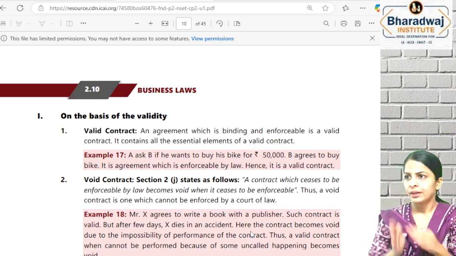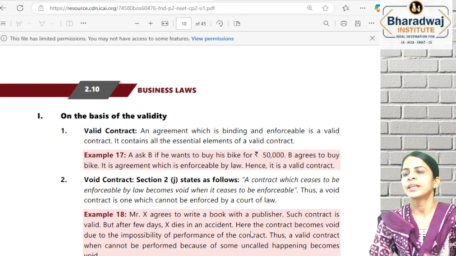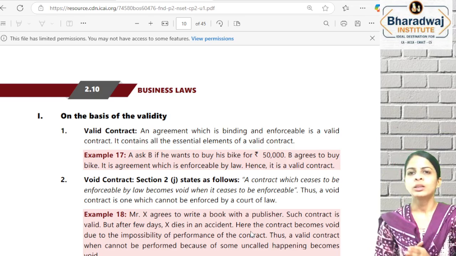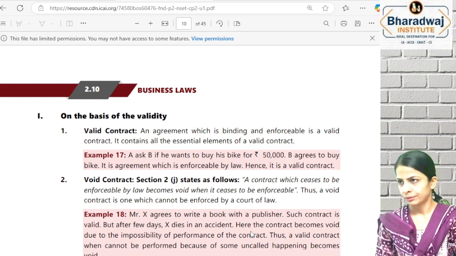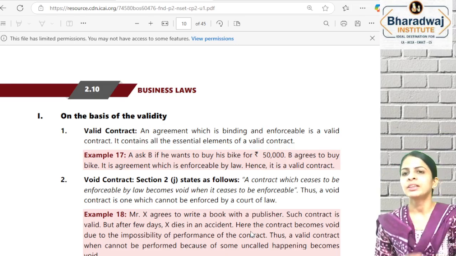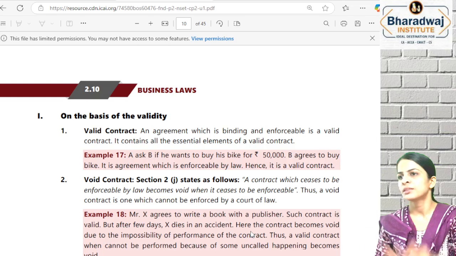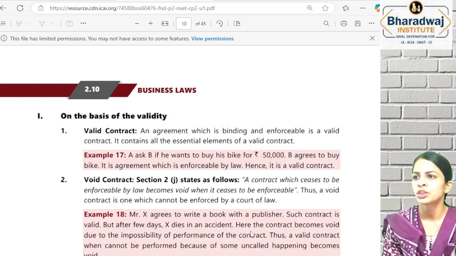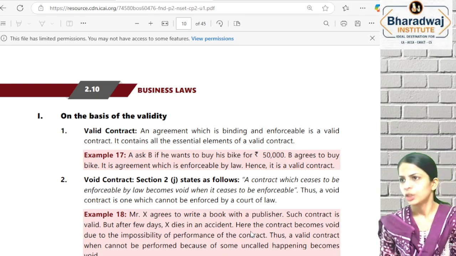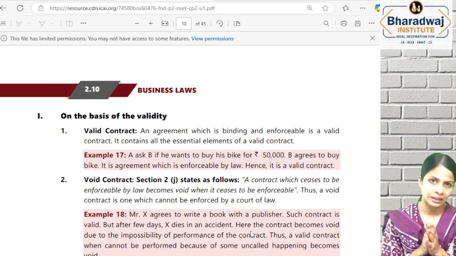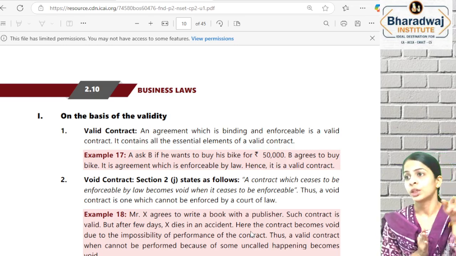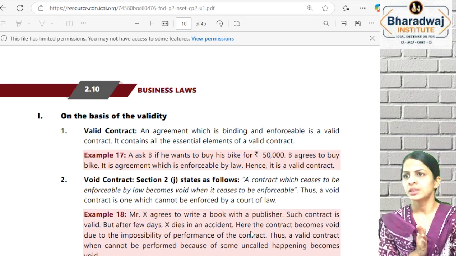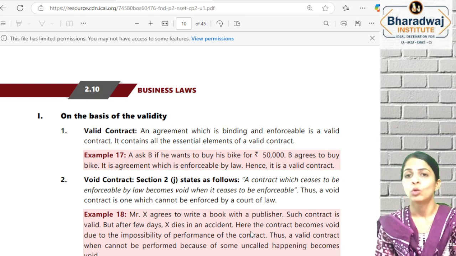A and B. A agrees to deliver 100 kg of sugar to B. A has a factory, and the delivery date is 10th December. But on 7th December, a fire takes place in the factory of A. Will A be able to deliver the 100 kg of sugar? No. So initially the contract was valid, so we use the term void contract. Initially it was valid, but due to a subsequent occurrence, it became invalid or void.